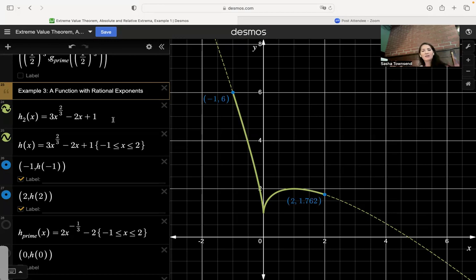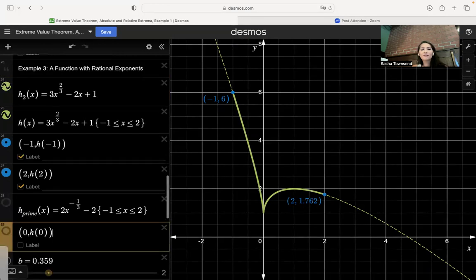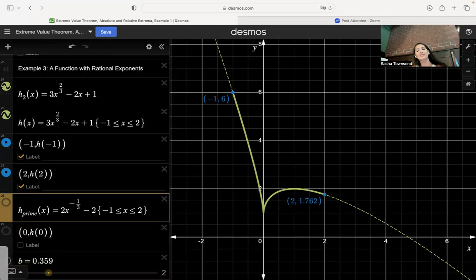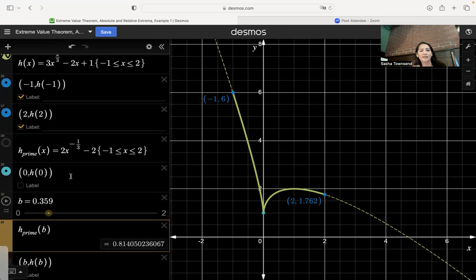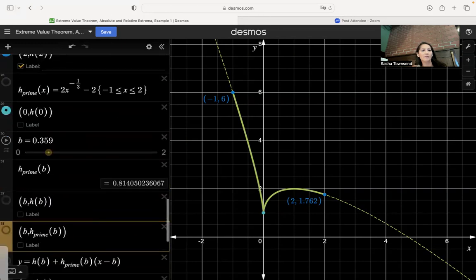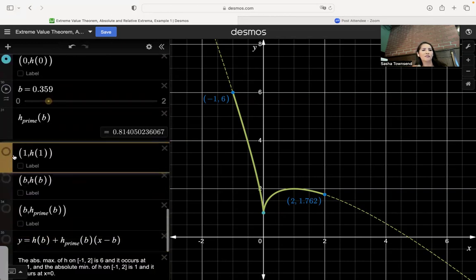They're on the exterior of the interval at the endpoints, or they might be on the interior at one of our critical points. So we evaluate the function at the endpoints. We find a y value of 6 and a y value of approximately 1.762. And then we find the derivative and find critical points. We set the derivative equal to 0. We find that it's equal to 0 when x equals 1 and undefined when x equals 0. And then we evaluate the function at those points.